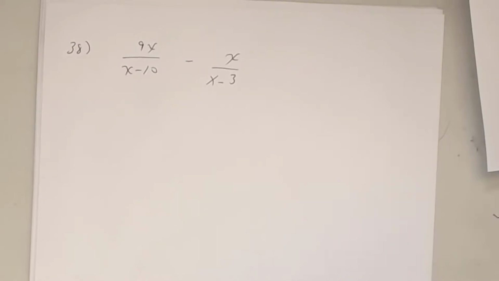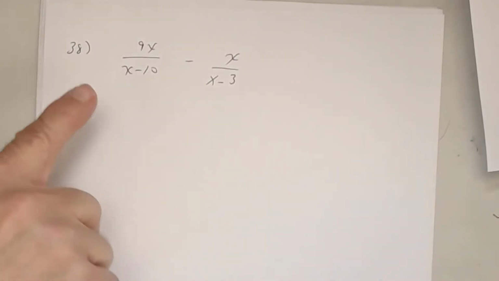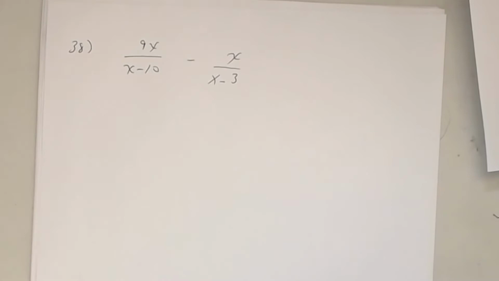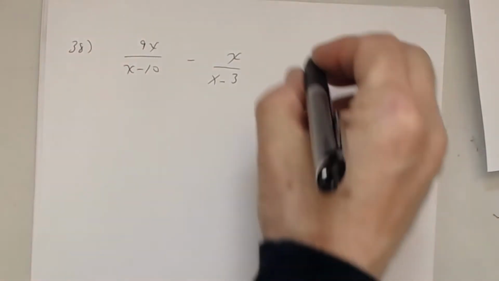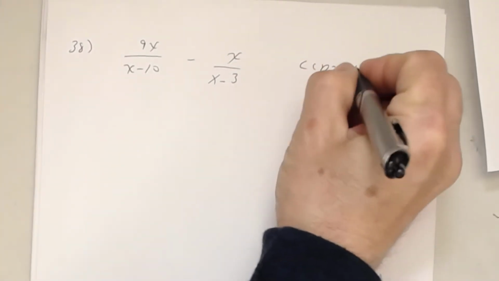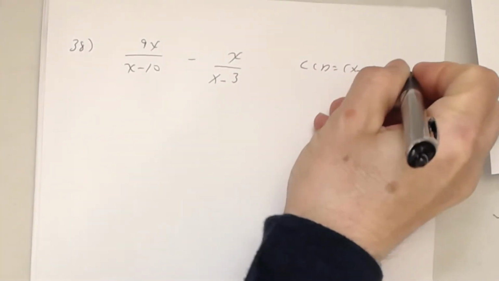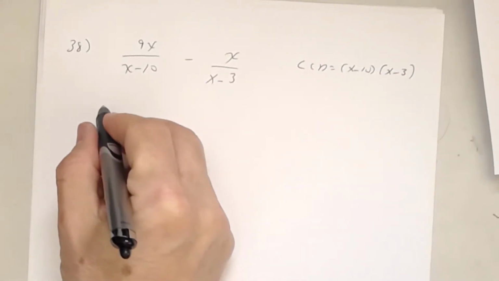Every factor has to be in your LCD. What are the factors in the first denominator? X minus 10. That's your factor, nothing else. What's the other one? X minus 3. So your LCD is x minus 10 times x minus 3. All right, so I'm going to write two fractions with that denominator.